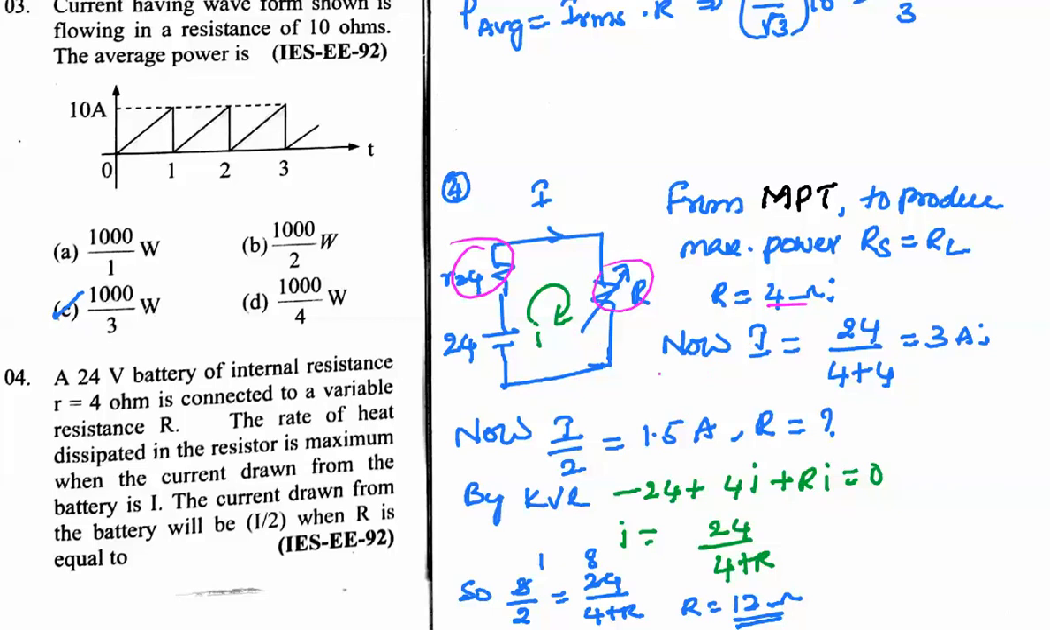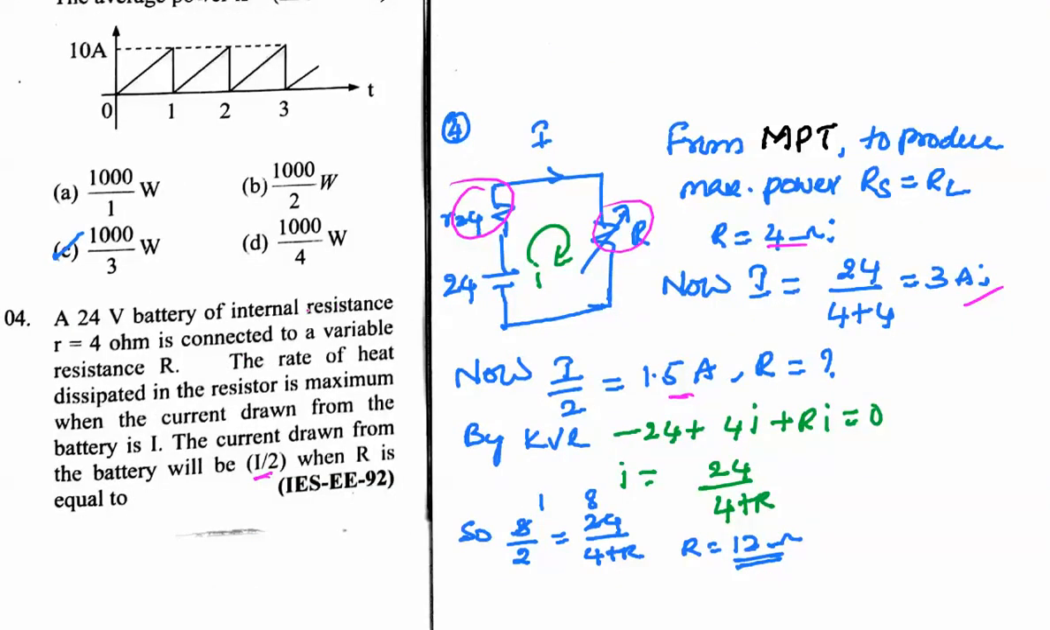Now I is nothing but, from the circuit, 3 amps. The condition asked is that the current drawn from the battery will be I by 2, so now the current is decreased to half value. At that particular point, what is the R value? We will again apply KVL here: minus 24 plus 4 into I1 plus R into I is equal to 0. We already know I is 1.5. So I is equal to 24 divided by 4 plus R, and I is 3 by 2. If we substitute, we get R is equal to 12 ohms here.